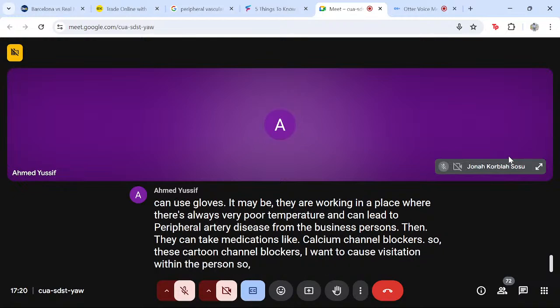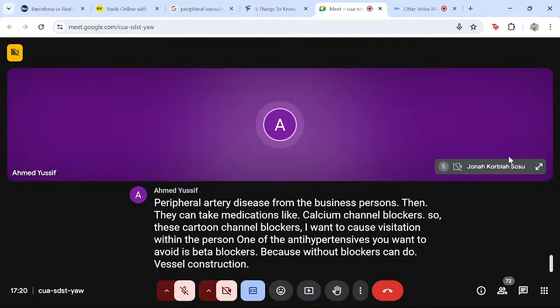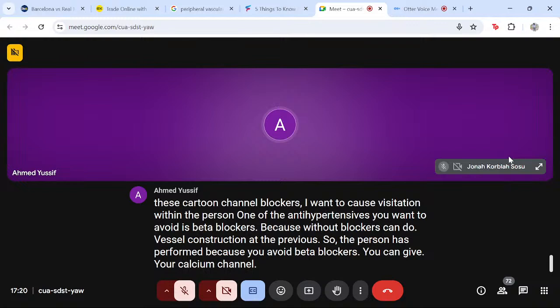So one of the antihypertensives you want to avoid is beta blockers, because beta blockers can do vasoconstriction at the peripheries. So if the person has peripheral venous disease, you avoid beta blockers. You can give your calcium channel blockers. Any questions?